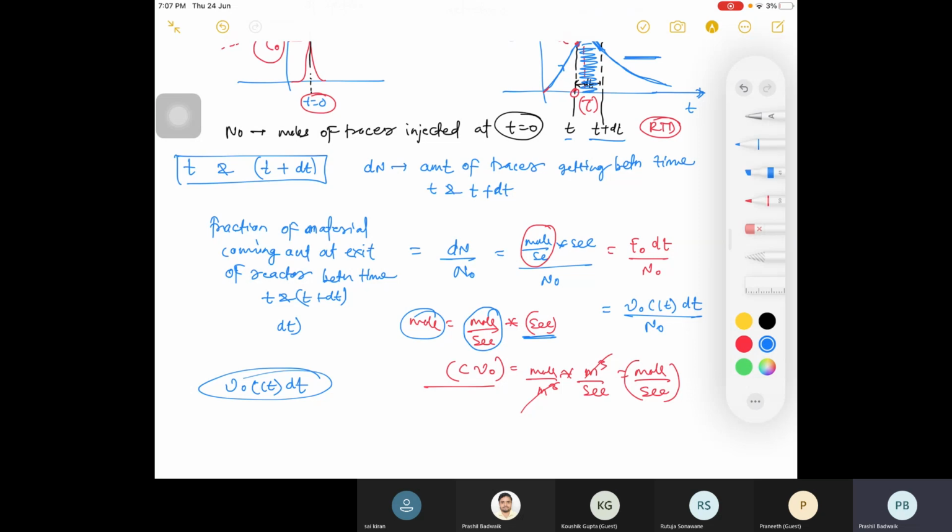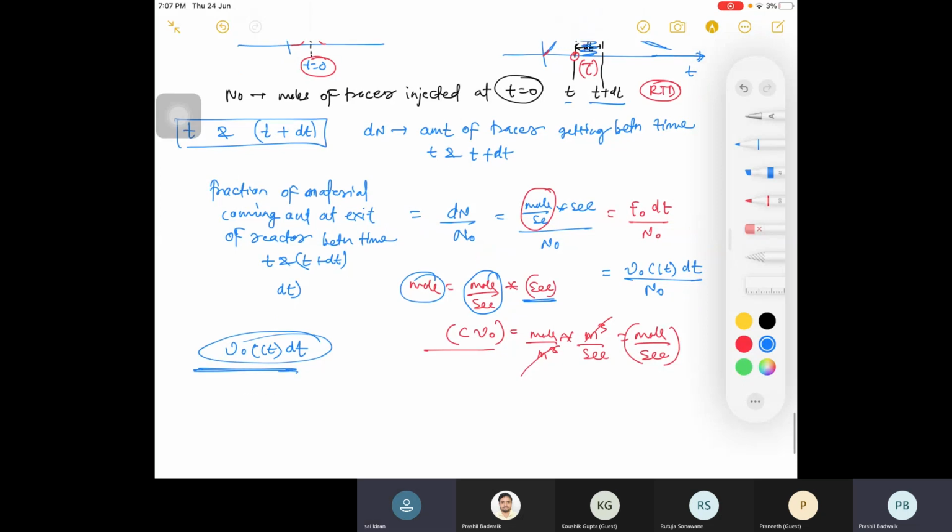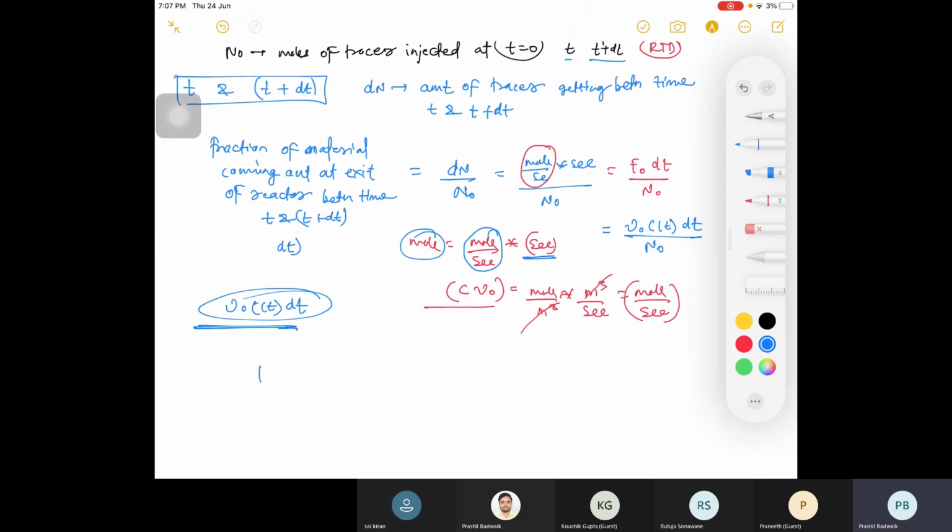Rutuja, Pranit, guys, are you clear with this? What is your material coming between T and T plus dt? Yes, sir. Right? Rutuja, are you clear with this? Yes, sir. Okay. Sai Kiran, Kaushik. Yes, sir. Yes, sir.